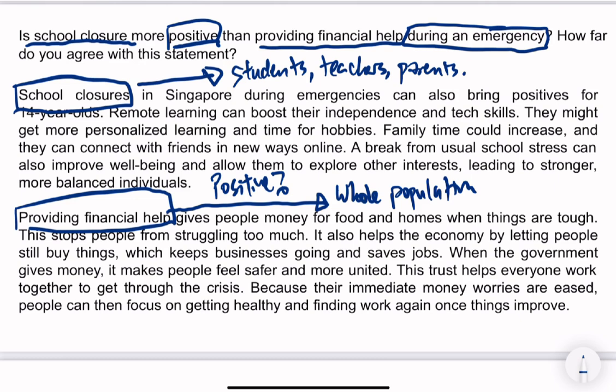Okay, and because of that, they help the entire population. If you look at it, the providing of the financial help here therefore becomes a more positive factor than students, teachers, and parents. So in this case, because it's between two, the so-called most important factor is only one of the two, right?